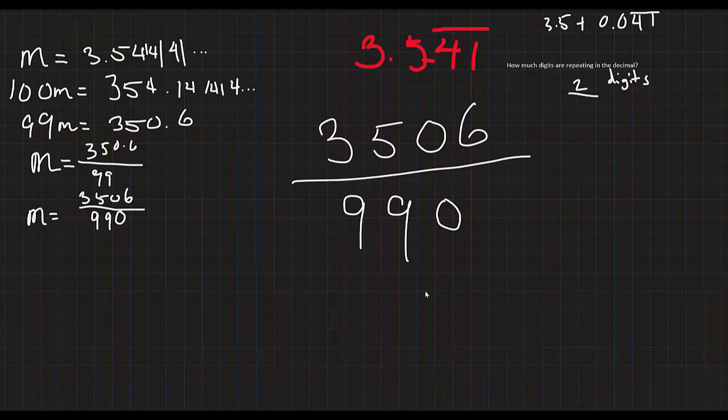What do we do in this problem? We ask a really important question. How many digits are repeating in this decimal? Well, there are two digits. So we multiply both sides by 10 to the power of 2. But remember, if there were 3 digits repeating, it would be 10 to the 3, and for 4 digits, 10 to the 4th power. And then, as usual, we subtract 1m on both sides, which then we can solve for m with 350.6 over 99 or 3,506 over 990.